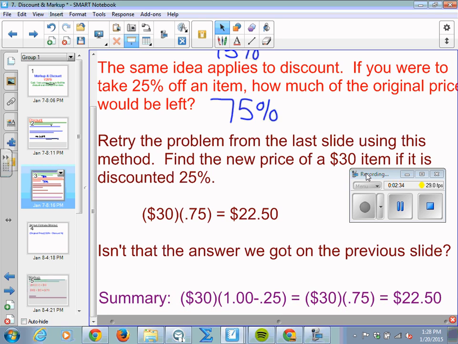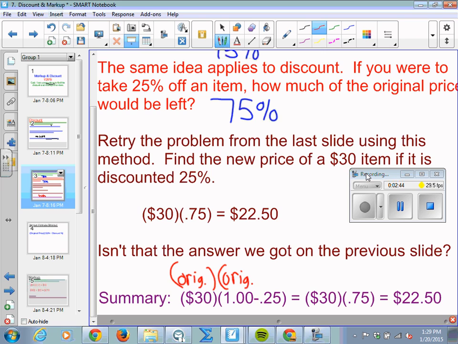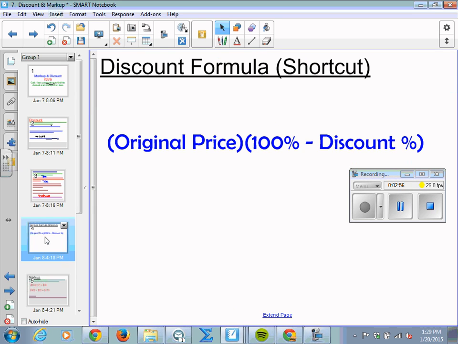So what was done here, we again have the original price times the original minus the discount percentage, and there we go. If you understand that method, that might work a little bit quicker for you. But to sum up, our discount formula shortcut: original price times 100% minus discount percent. This is good to have written down and referred to really quickly.